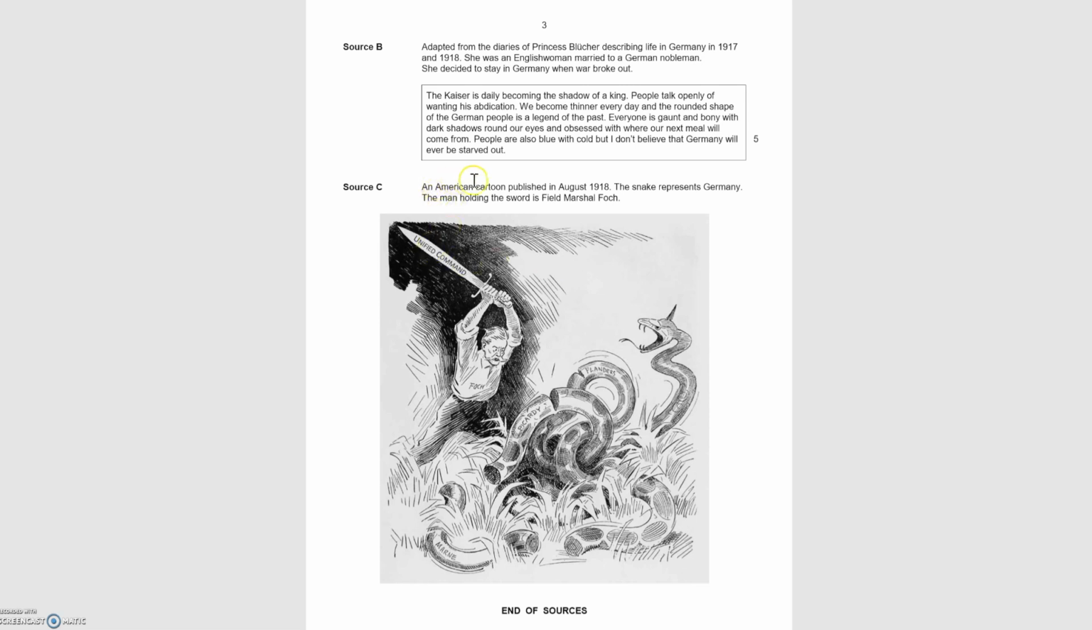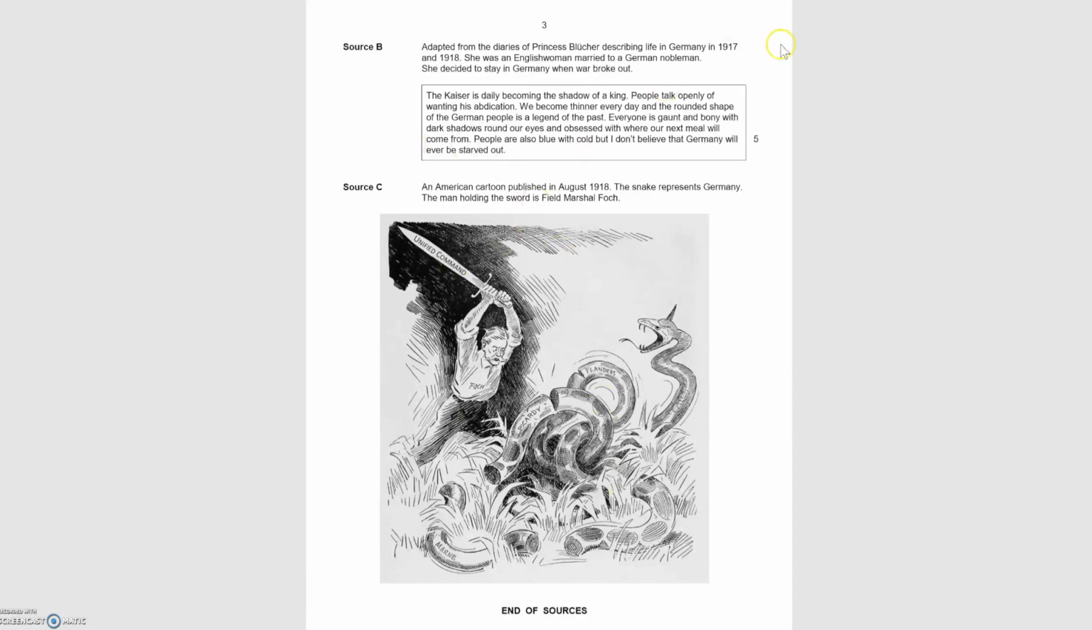Now what we can see here is it's an American cartoon published in the summer of 1918. The snake represents Germany and the man holding the sword is Field Marshal Foch. Now what we can see Foch is doing is he's using the sword of unified command to chop up the German snake. And on the German snake we can see different places on the Western Front, which we should recognize. The Battle of the Marne, the Picardy region, which is the Battle of the Somme, and then the Flanders, which is the Battle of Passchendaele. And clearly the insinuation being made in this source is that Foch and the unified armies of the French, British, and American forces are destroying Germany and cutting it to pieces.